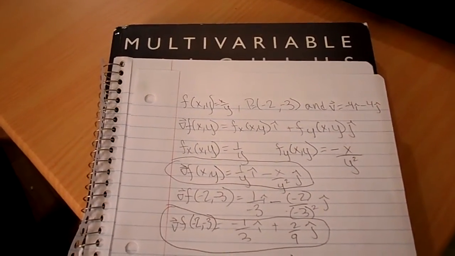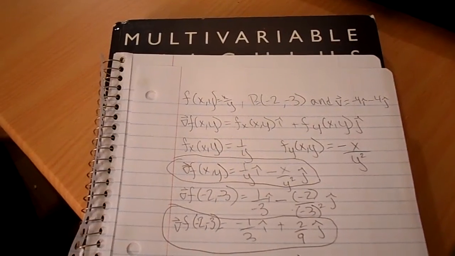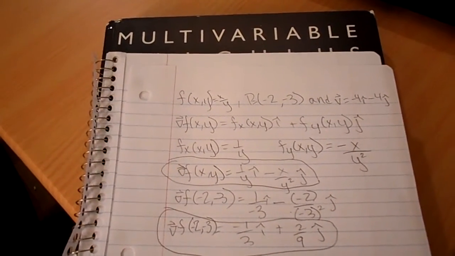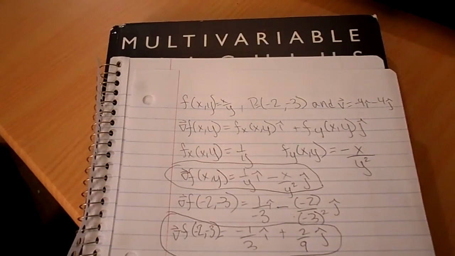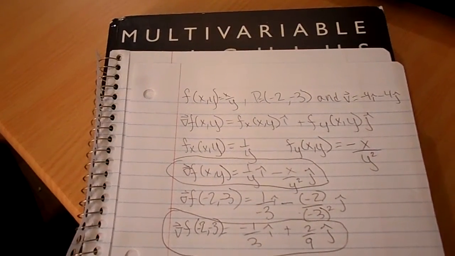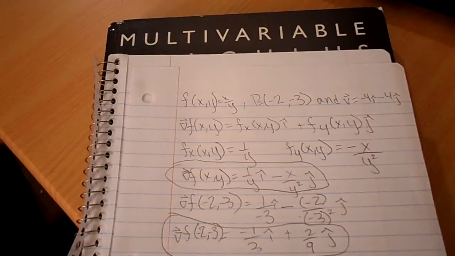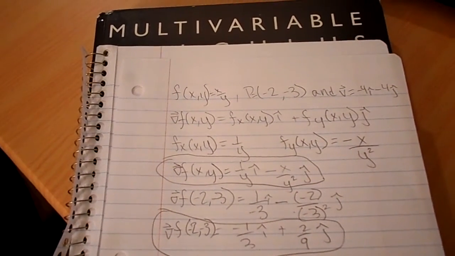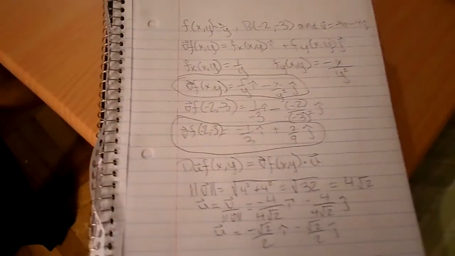Okay. Now it wants us to find it at point P, which is -2, -3. Putting that in, we have 1 over -3 for i minus -2 over (-3) squared j, which gives us our gradient vector f at -2, -3 equals -1/3 i plus 2/9 j.